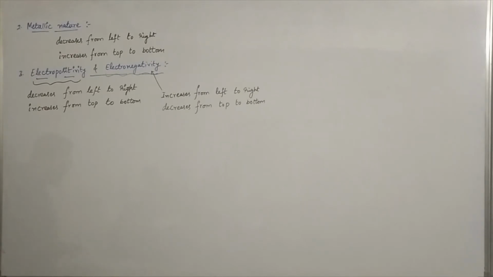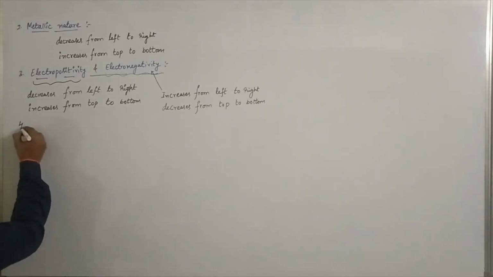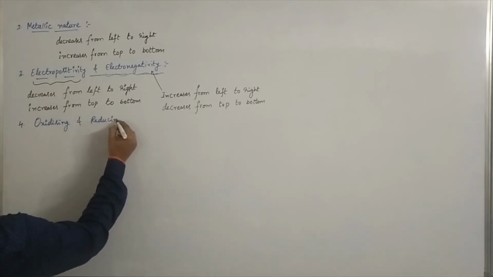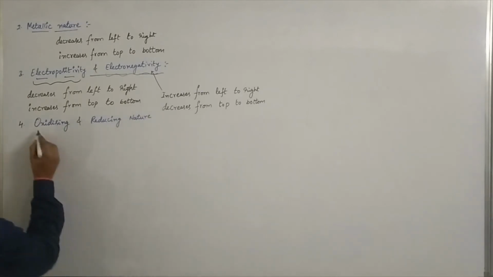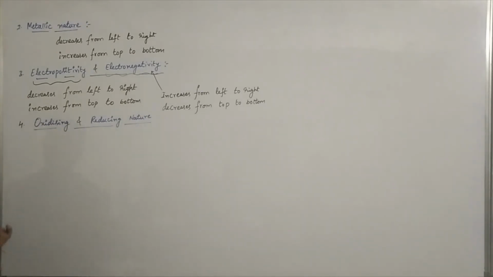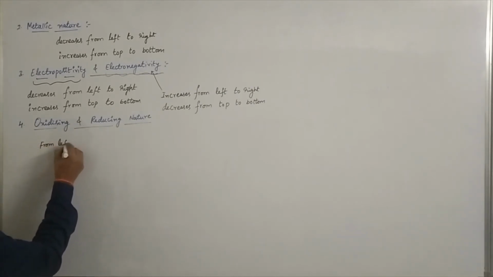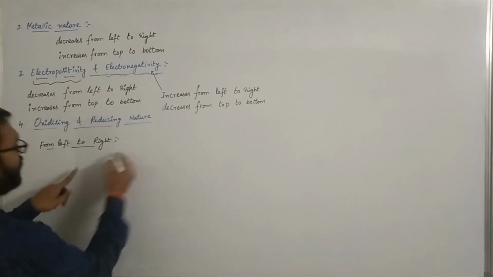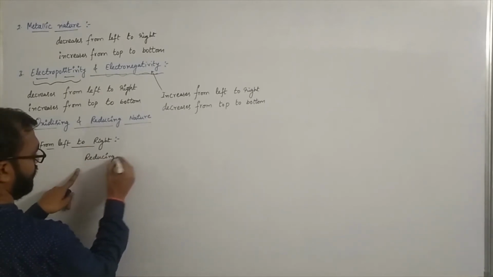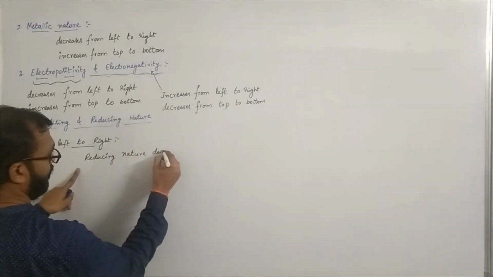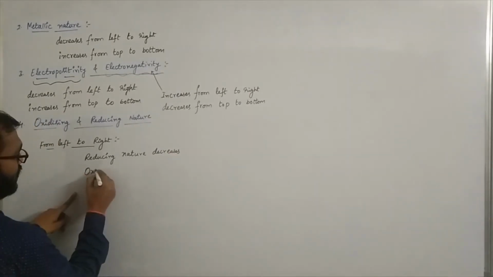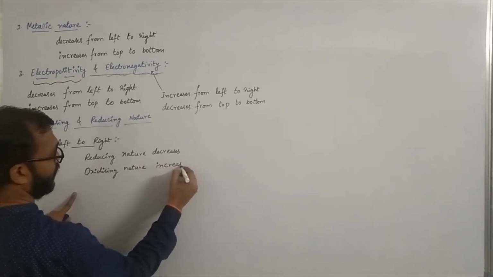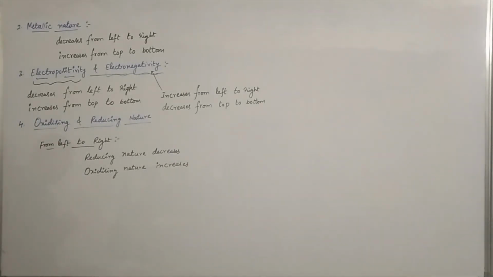Next, oxidizing and reducing nature. From left to right, reducing nature decreases and oxidizing nature increases.